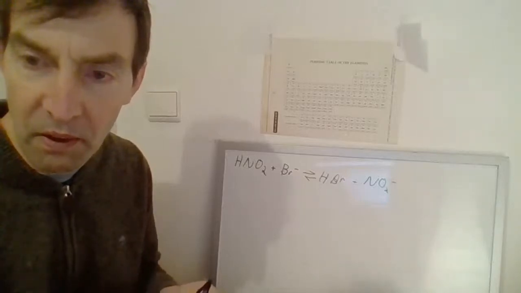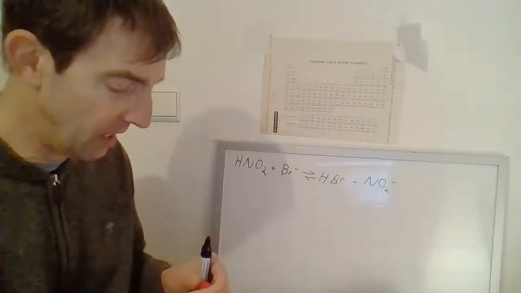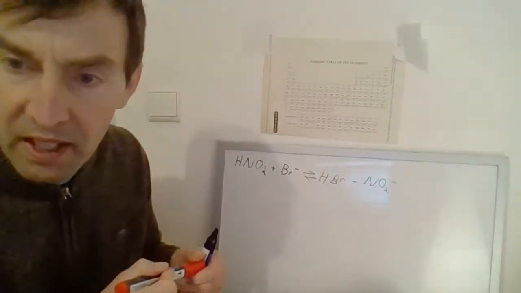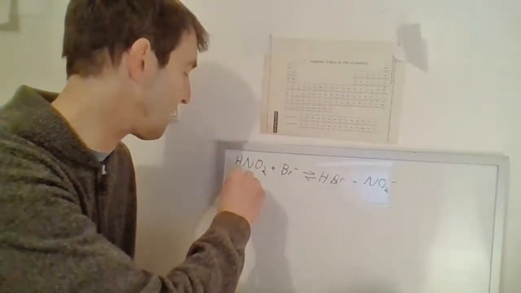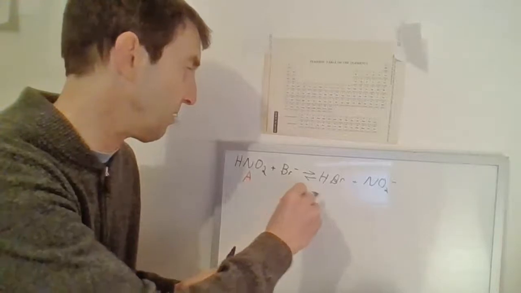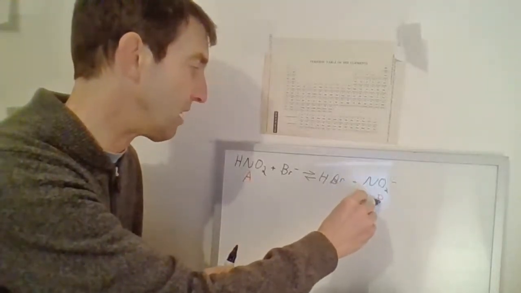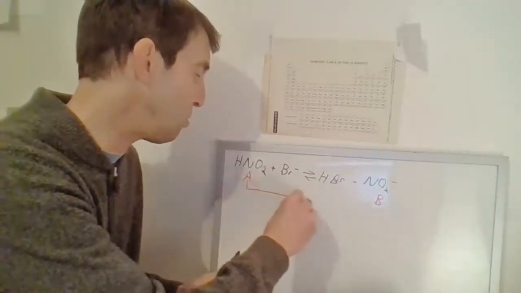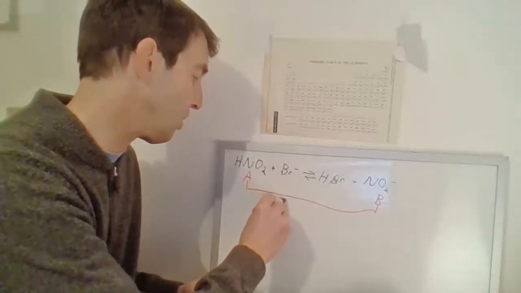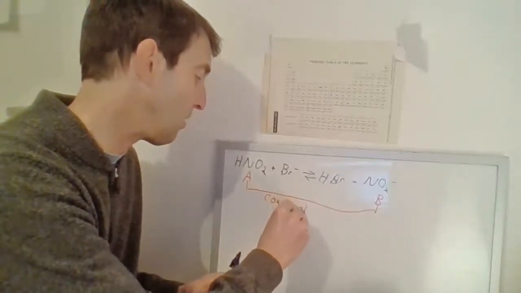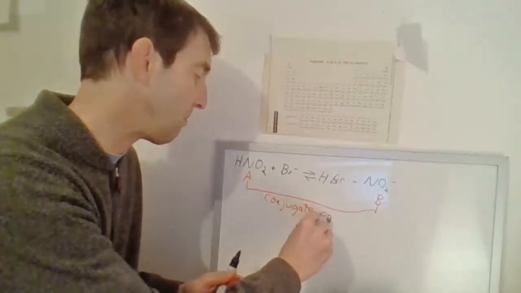So there's one from Errol and Bella, and they did the pair with HNO2. They called this an acid, and this the base. And that's right, and that's one conjugate pair. That's what we call it, conjugate pair.